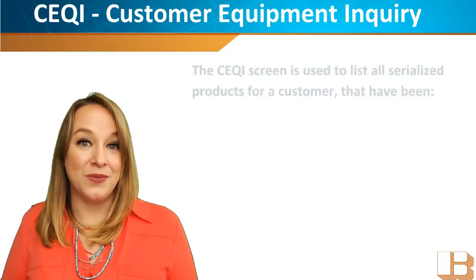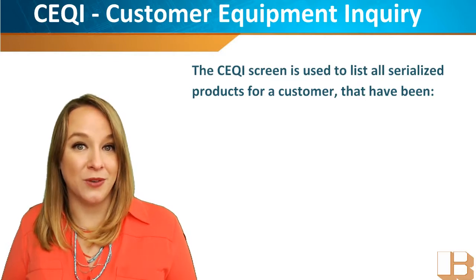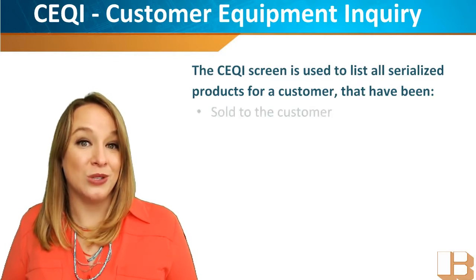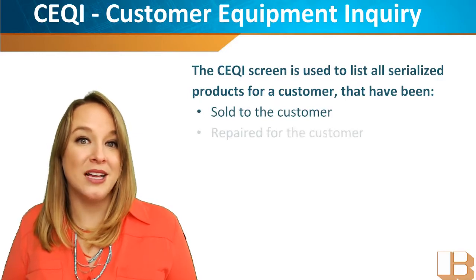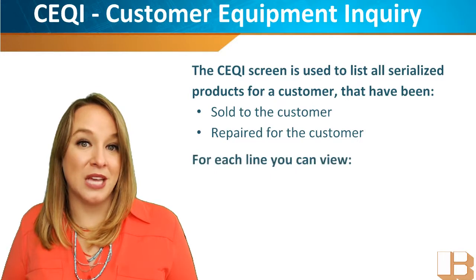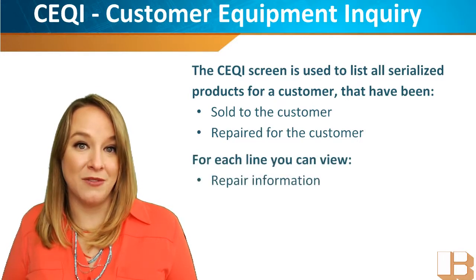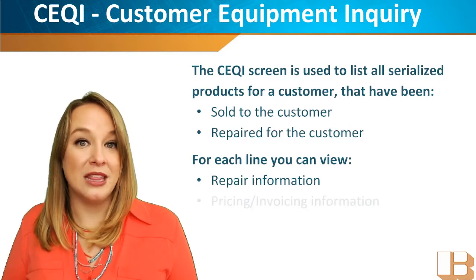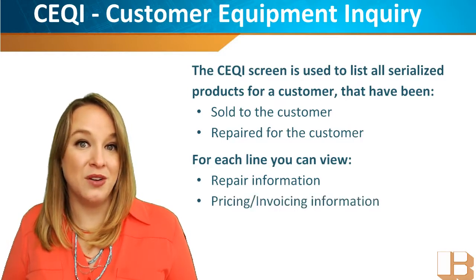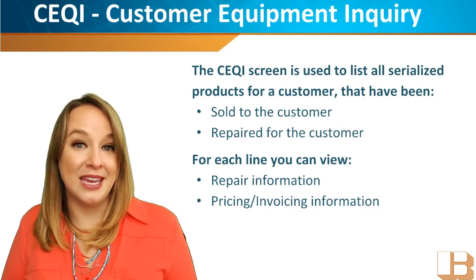Screen. Now, the CEQI screen is used to show all serialized products for a customer, and we've either sold them to that customer or done a repair order on them for that customer. Now for each line, there's a couple things you can see. You can see any repair history, if there's some available, and you can also see the pricing and invoicing information for that ticket. At the very end of the video, I'll talk a little bit about CEQM.